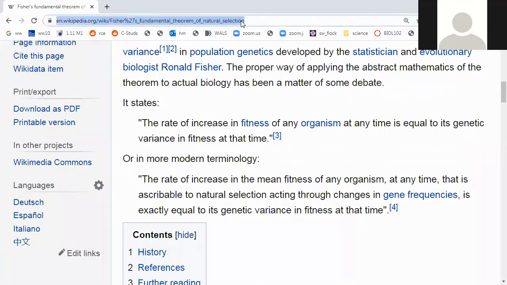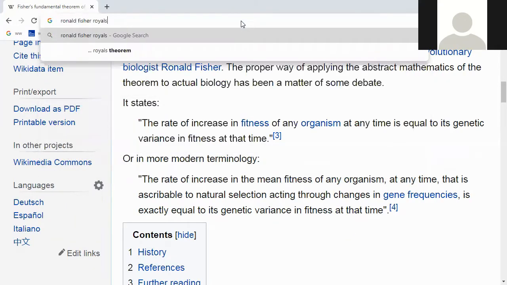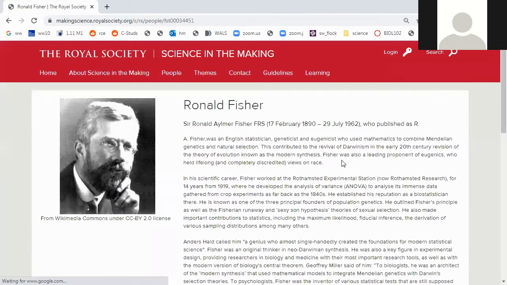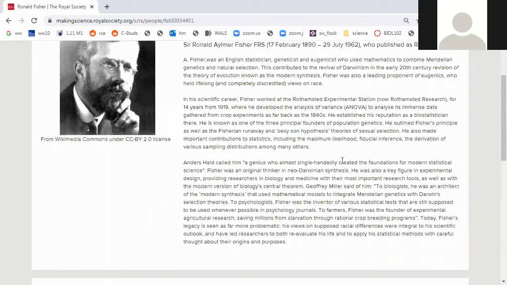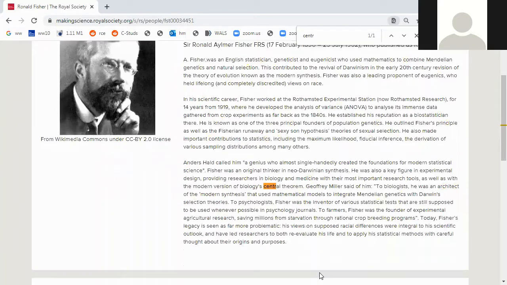Let me just look at Ronald Fisher, Royal Society. So at the Royal Society page, there it is. He was also a key figure in experimental design, providing researchers in biology and medicine with their most important research tools, as well as the modern version of biology's central theorem. So I'm just pointing it out. We have a difference between the popular culture perception and the actual utility of the theorem.